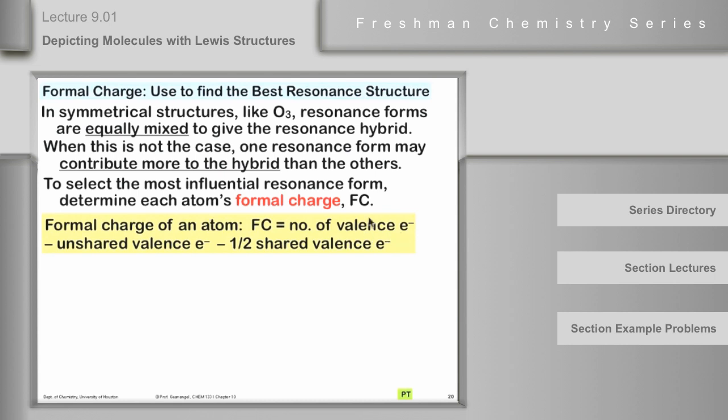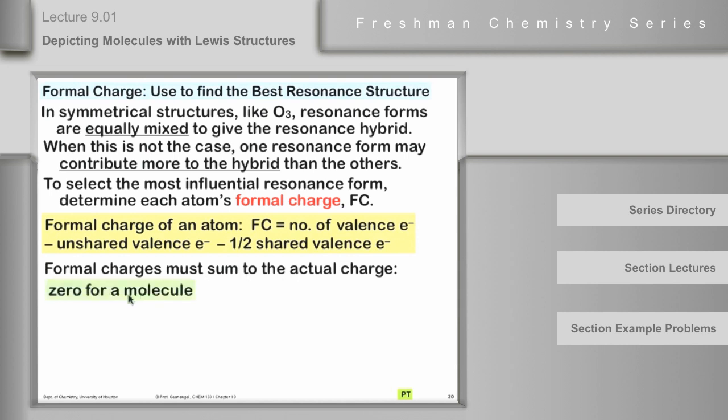We start with the number of valence electrons the atom had, and then we have the idea that in the molecule or the ion, it owns its lone pairs, and it owns 1/2 of the valence shell bonding pairs, shared ones. Right? Now, if we do this right, electrons are conserved, and the formal charges must add up to the actual charge. If it's a molecule, the sum of the formal charges of all its atoms is 0. And if it's an ion, they must sum up to the charge on the ion. And that's how we can check ourselves.